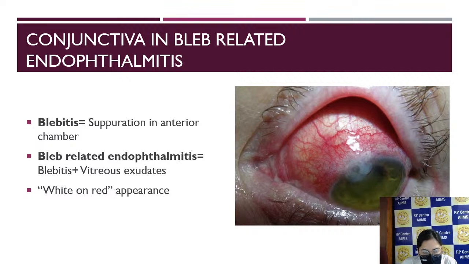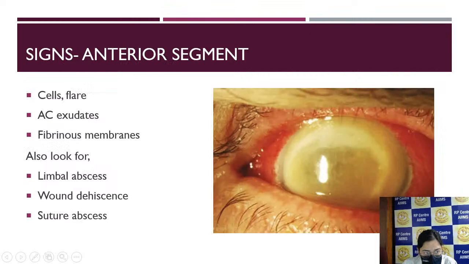Conjunctiva in bleb-related endophthalmitis is another point that has to be seen. There are 2 terms associated with it. One is blebitis, which means there is a bleb present with suppuration in the anterior chamber only. And bleb-related endophthalmitis is termed when there is blebitis plus vitreous exudates. As you can see in the picture, there is a white bleb which is thin and cystic in nature, and the inflamed conjunctiva is red in color. So it's called a white-on-red appearance.